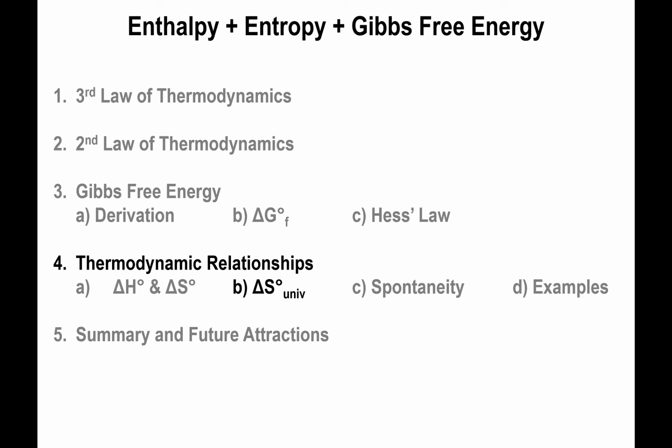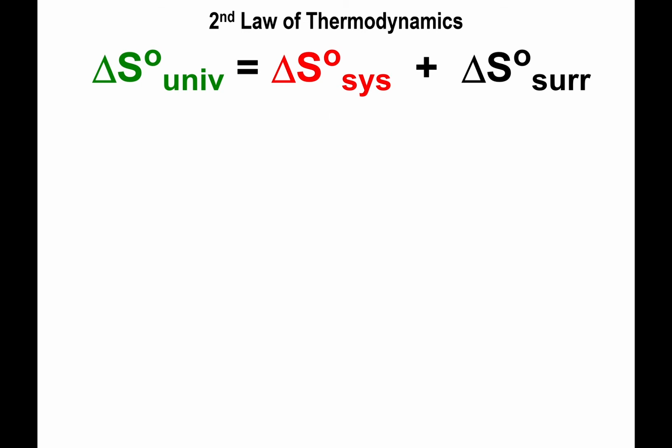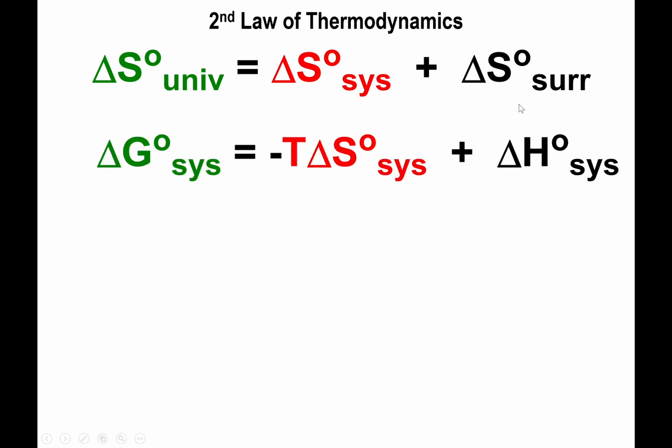I kind of taunted you with this idea of the entropy of the universe, and the fact that trying to find the entropy of the surroundings seems like a fool's errand, something impossible to achieve. But what I want to show you is the following. We have delta S of universe being equal to delta S system plus delta S surroundings, and at the same time we have delta G system being equal to negative temperature times delta S system plus delta H system. And once again, remember, the system stands for reaction.